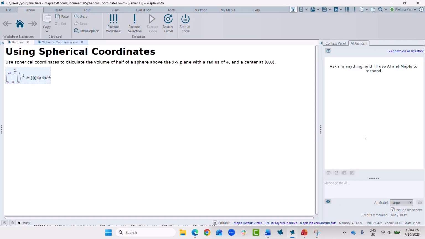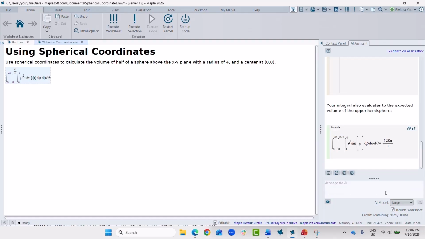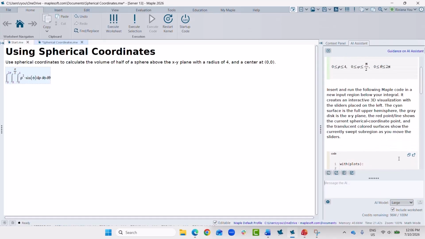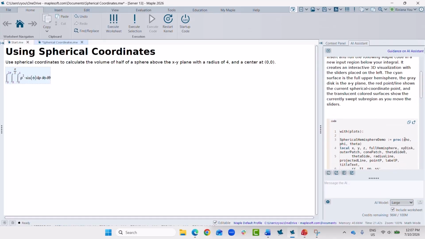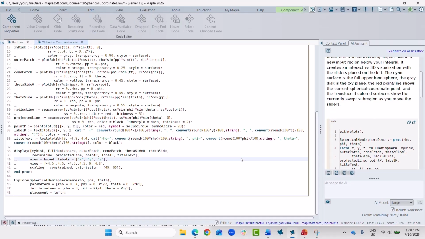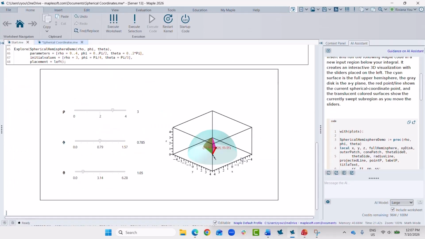I tried using Maple's AI assistant to help create a diagram with interactive sliders so I could understand the use of spherical coordinates in a triple integral question. And the assistant gives me this 50-line code that I could never come up with easily, and I can insert it onto the worksheet directly. Upon execution, I get this interactive diagram.